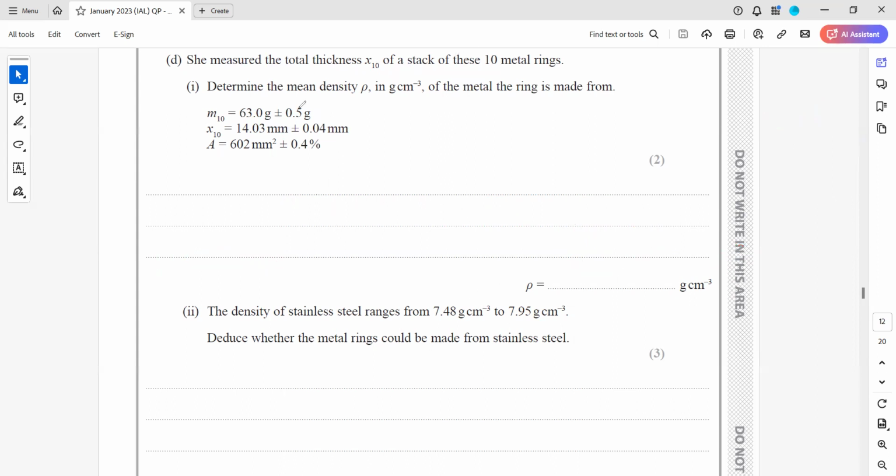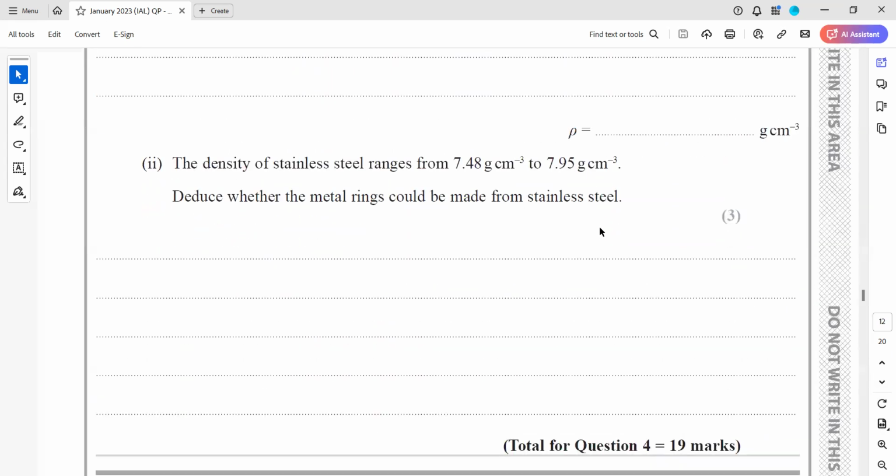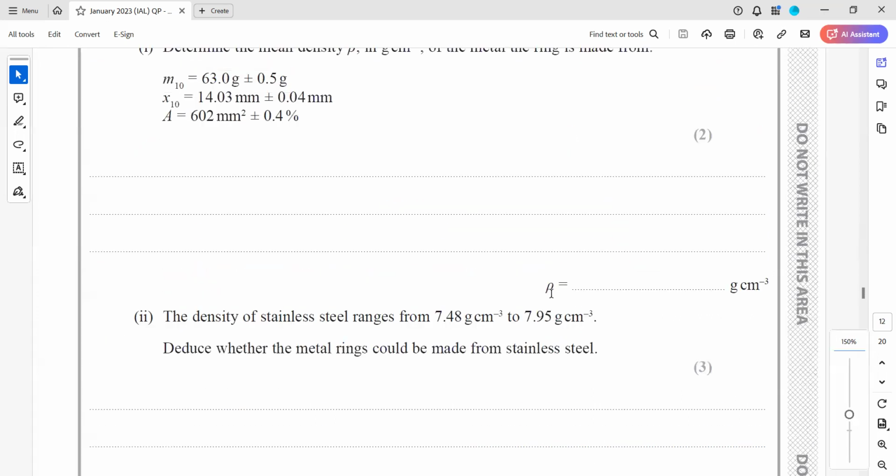Stainless steel ranges from 7.48 to 7.95. Deduce whether the metal ring could be made from stainless steel. So what you can do is compare the percentage uncertainty with the percentage difference. So how to work out the percentage uncertainty? The values are given.